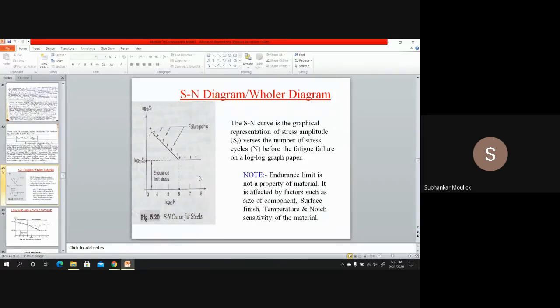From this experiment we can generate a graph, known as the SN diagram or Wöhler diagram. What does this graph tell us? Along the x-axis there is the number of cycles, and along the y-axis there is the stress amplitude. Both are plotted on a log paper. That means the number of stress cycles is in terms of log, and the stress amplitude is also in terms of log. That is log base 10, not base e. So log base 10 of N and log base 10 of SF.